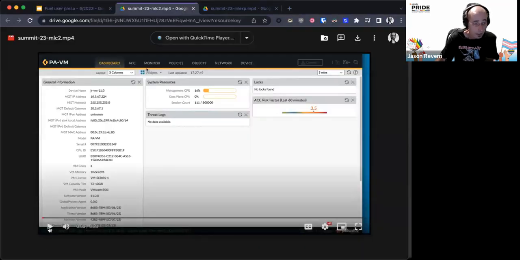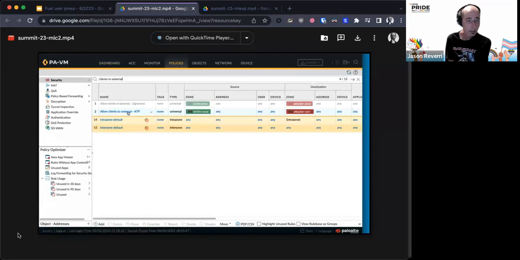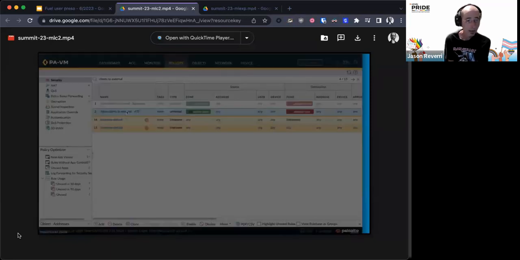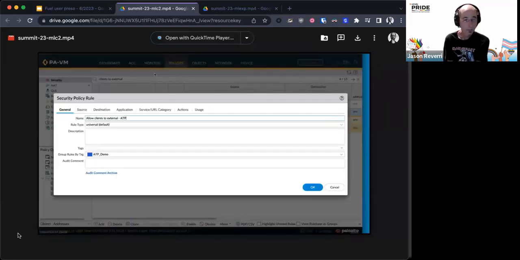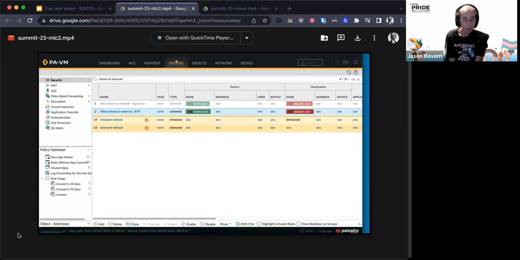Switch over here. So here's a firewall running PAN-OS 11.0. And we look at our security policy, and we have all of our advanced protections enabled with Iron Skillet recommended best practices. So this includes the inline cloud analysis engine for advanced threat prevention.